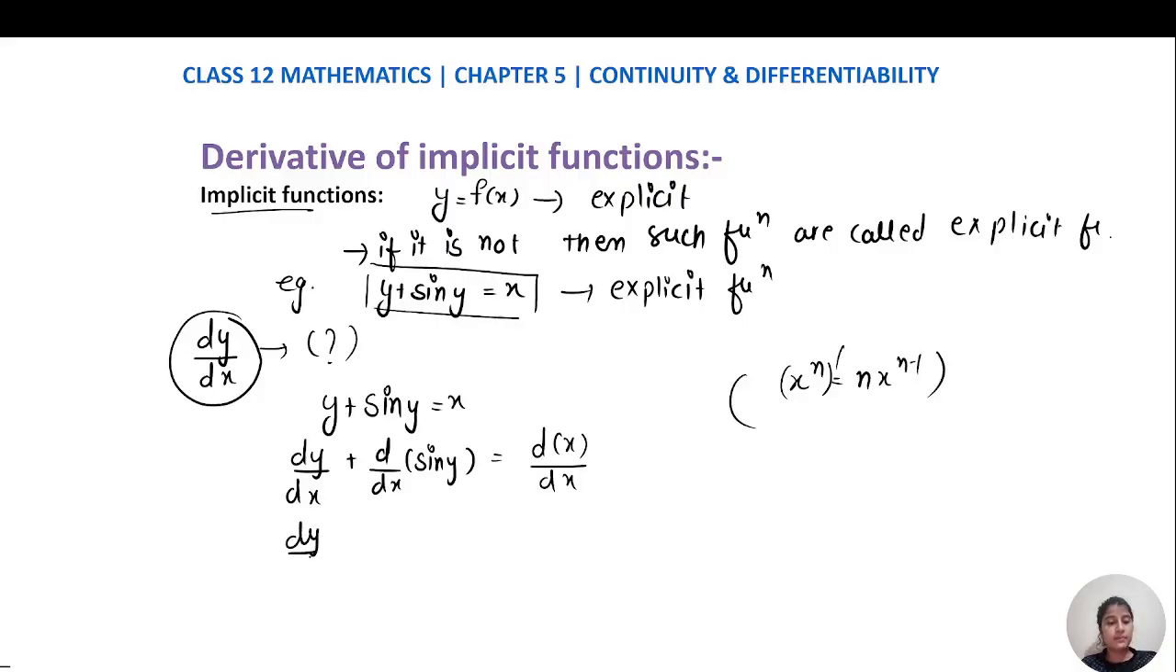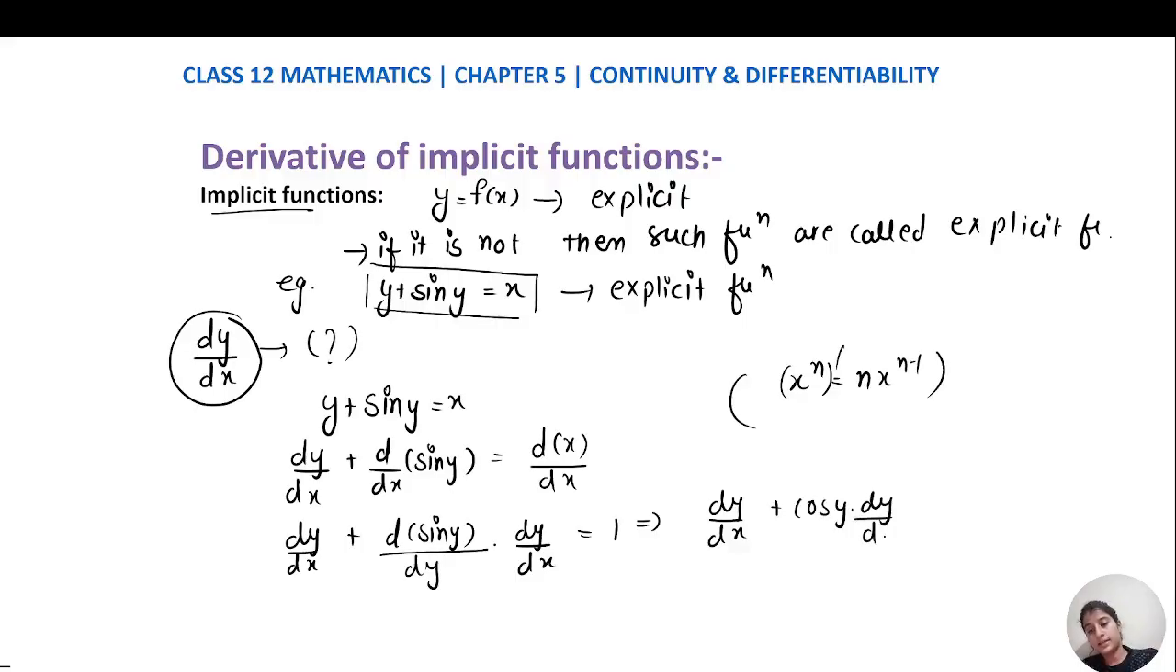So we get dy by dx plus, by using chain rule here, it is a composition of sine and the y function. Differentiating sine y with respect to y, then differentiating y with respect to x, is just the chain rule. By standard, the derivative of sine is cos y, times dy by dx, and the right side will be 1.